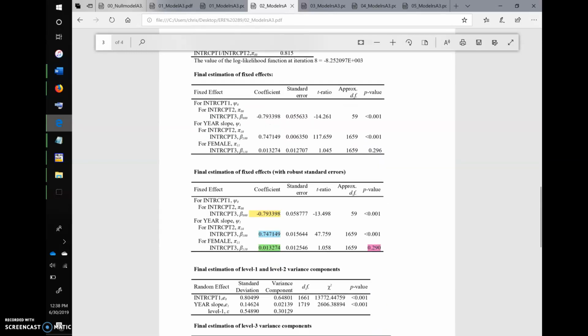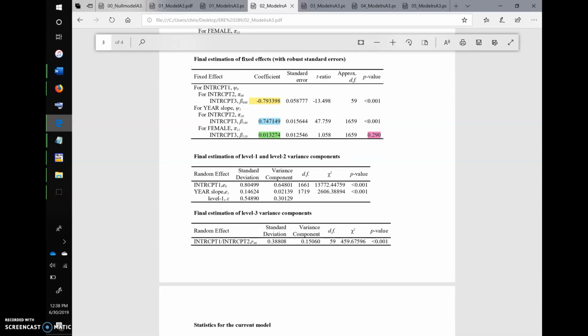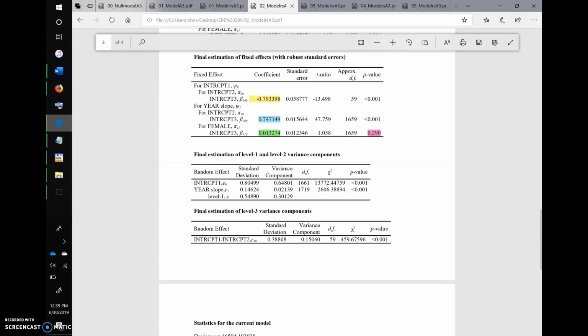And what we found is that we have this from before, the 0.747, but when we look at how females interact within that particular slope, we find that there is no significant interaction for female, due to our p-value being 0.29. Females, when looking at school ID, are not a significant interaction when predicting the year.